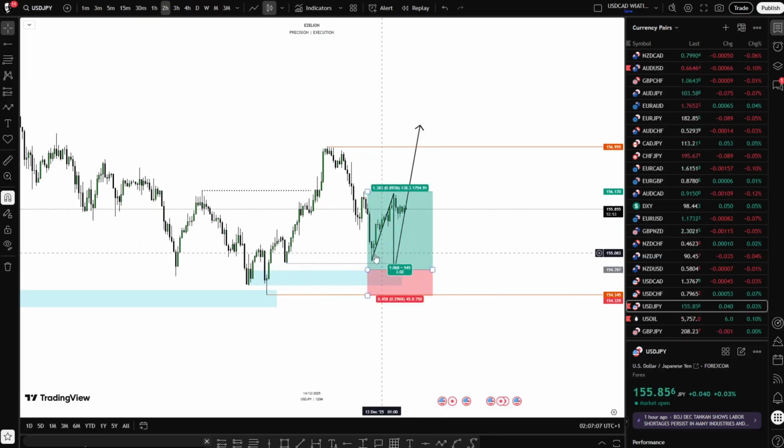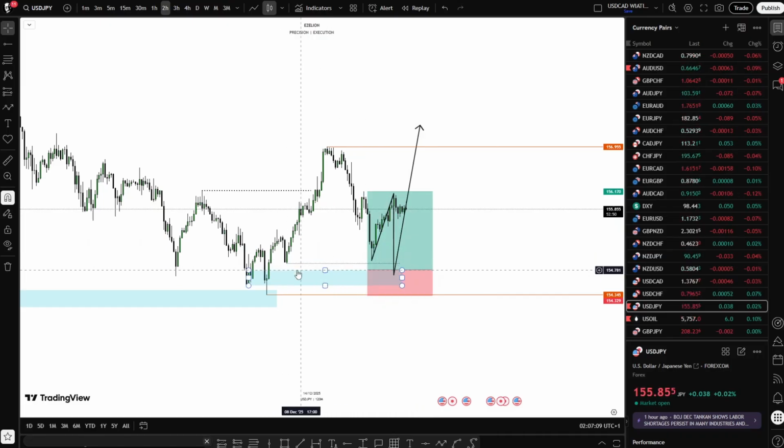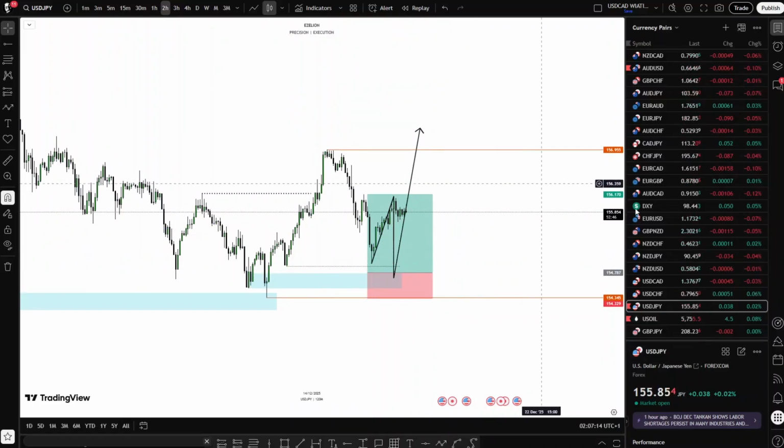As you can see, this relative before high. That price failed to take out this low. So I believe price is going to take it out and give us our trade out. This trade is still active.